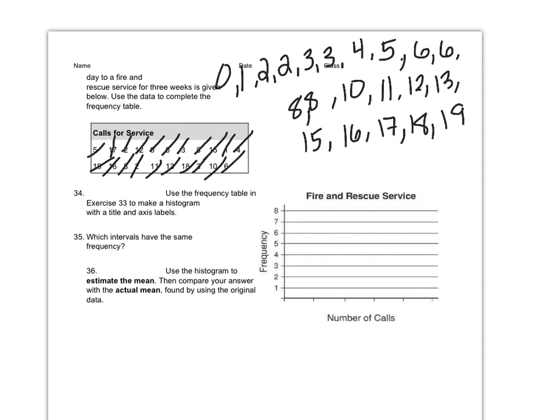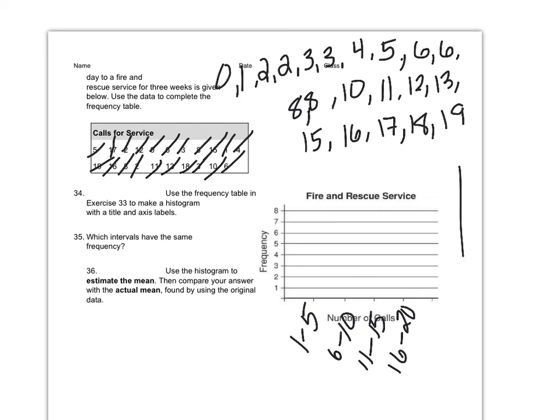So I started off by putting all my numbers in order. And I decided to go by 5. So 1 through 5 will be here. 6 through 10 will be here. 11 through 15 will be here. And 16 through 20 will be here. So it'll be the number of calls and the frequency of how often something happened.